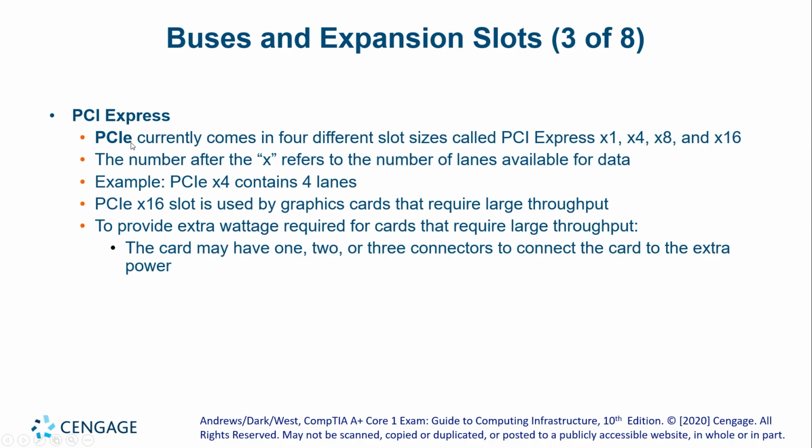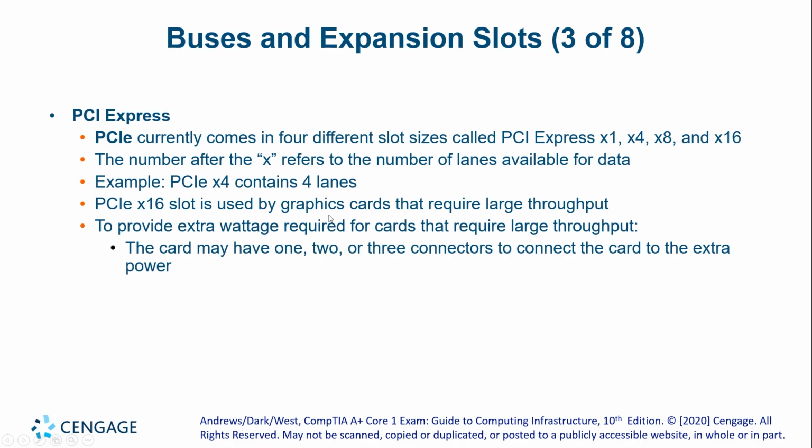PCI Express, these are expansion slots. Currently it comes in 4 sizes: by 1, by 4, by 8, and by 16. That's what the X stands for. So PCI Express by 1, PCI Express by 4, and what determines this number is how long the socket is. The number after the X refers to the number of lanes available. So if there's only 1 lane available, it's a by 1. If there's 4, it's by 4, and so on. For example, PCIe X4 contains 4 lanes.